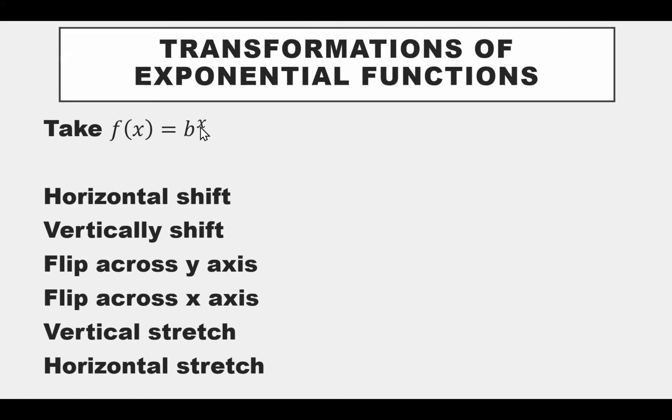Horizontal shift, we change x to x minus h. Vertical shift, we add k at the end. When we flip across the y-axis, we change from x to negative x. When we flip across the x-axis, we have a coefficient that's negative. For a vertical stretch or shrink, you put in a coefficient out front. For a horizontal stretch, you put in a coefficient in front of x. That's all what we've done previously.